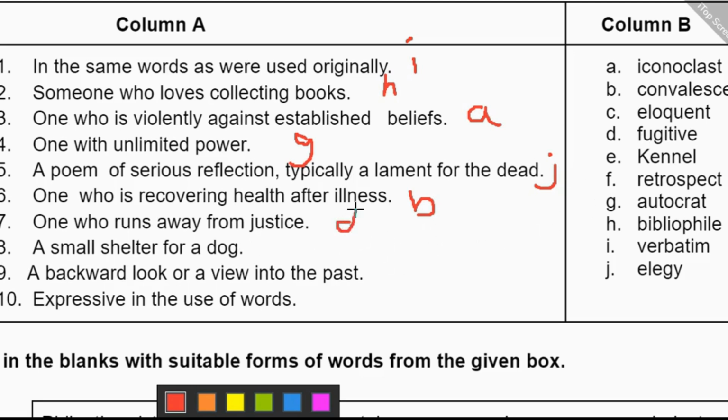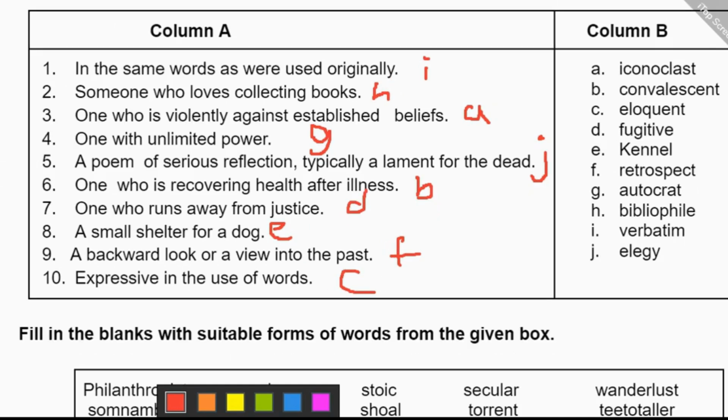A small shelter for dog. Next one is a backward look or a view into the past. We call it retrospect. Here we are matching with F. The last one is expressive in the use of words. We call it eloquent. So here we are matching with C.